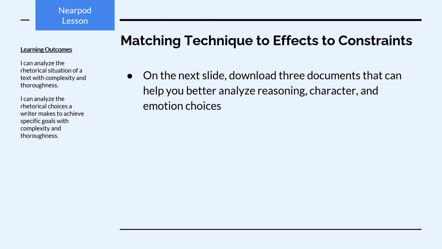On the next slide, I've got 3 documents that you can download that will help you better connect technique to effect to constraint, and they're divided up into logos-based, ethos-based, and pathos-based, or reason-based, character-based, emotion-based. Highly recommend that you download all 3 and use them anytime you do any kind of rhetorical analysis.